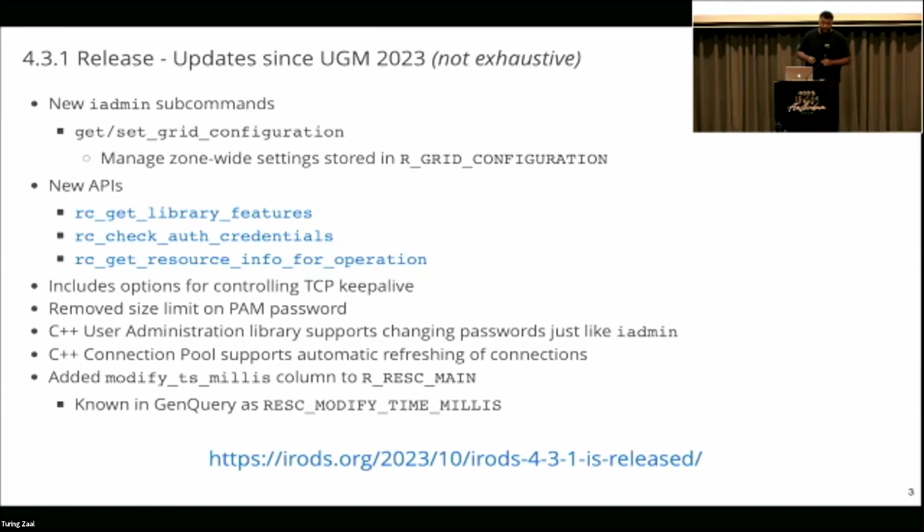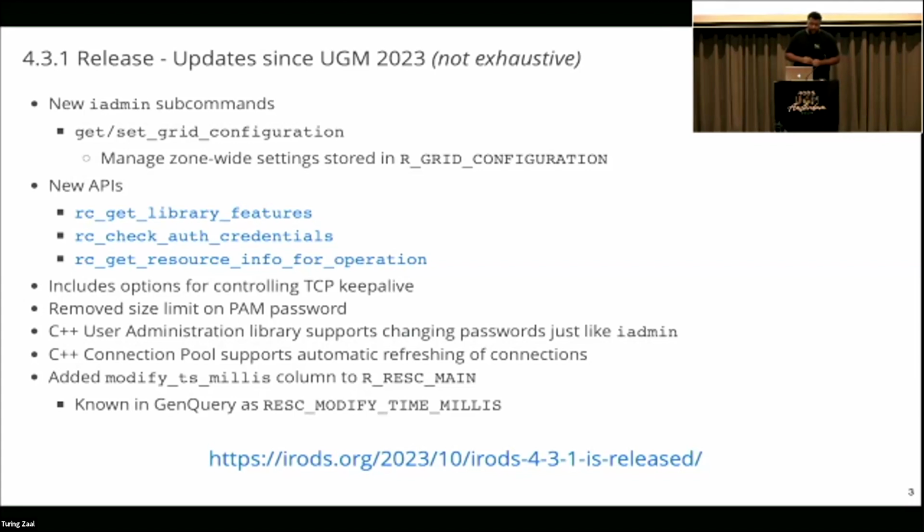As far as the new APIs, we delivered 3 of those. These are in blue because they are clickable. They're links. You can click on these and actually go see the API documentation for each of these. The first one is RcGetLibraryFeatures. This is primarily aimed at non-C and C++ clients. So Python, Java, Go, they will now have the ability to query the connected iRODS server to see what features are provided by the library. So if you were to call this, you'd see things such as, does the server support the RcSwitchUser API, or does it support other APIs and things, right?